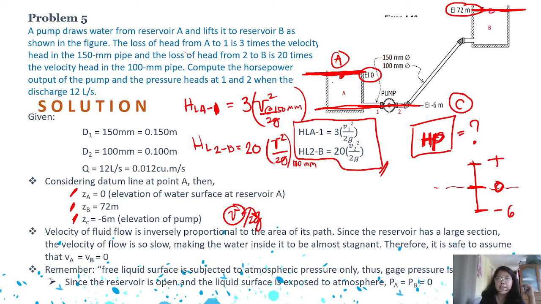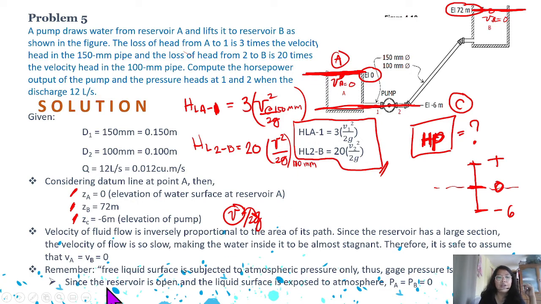Like earlier in problem number 4, since that part is stagnant, and its section is not given, we assume that VA is 0 and VB is 0. That is the velocity at the water surface, at the top.